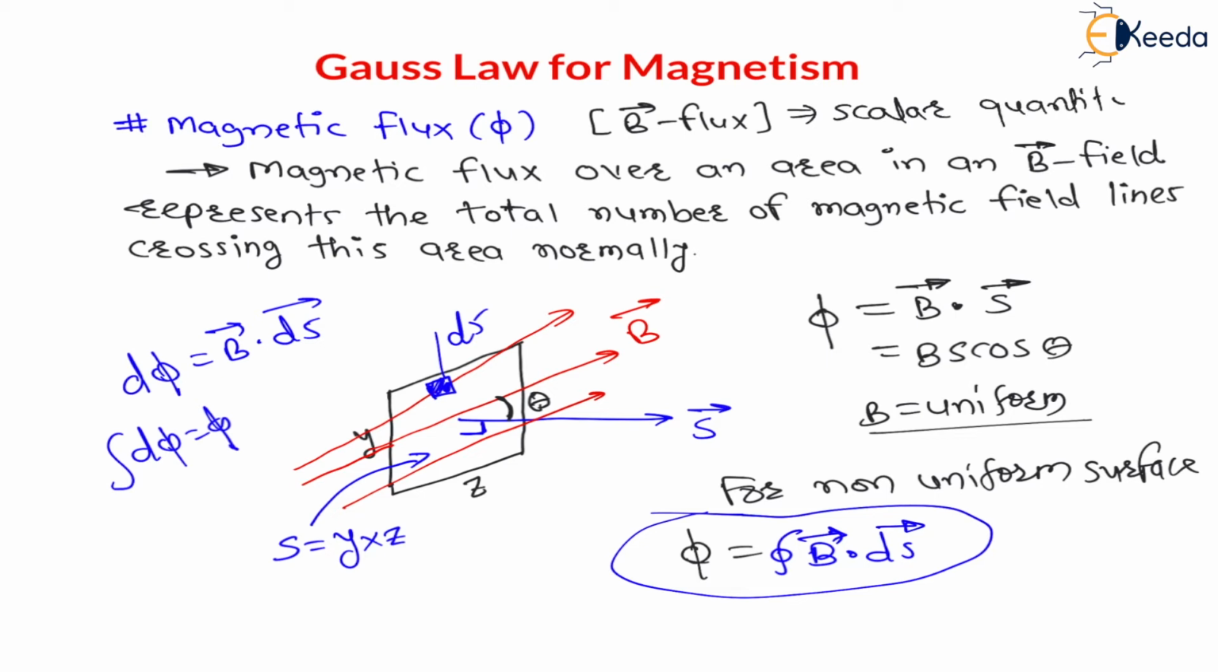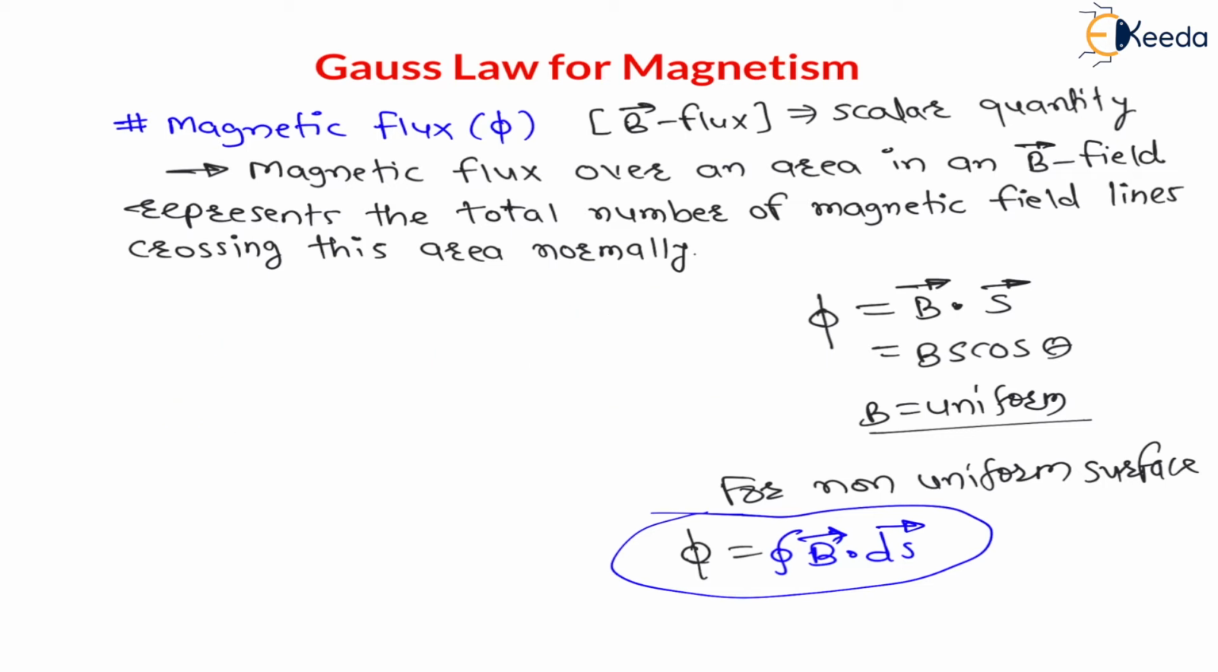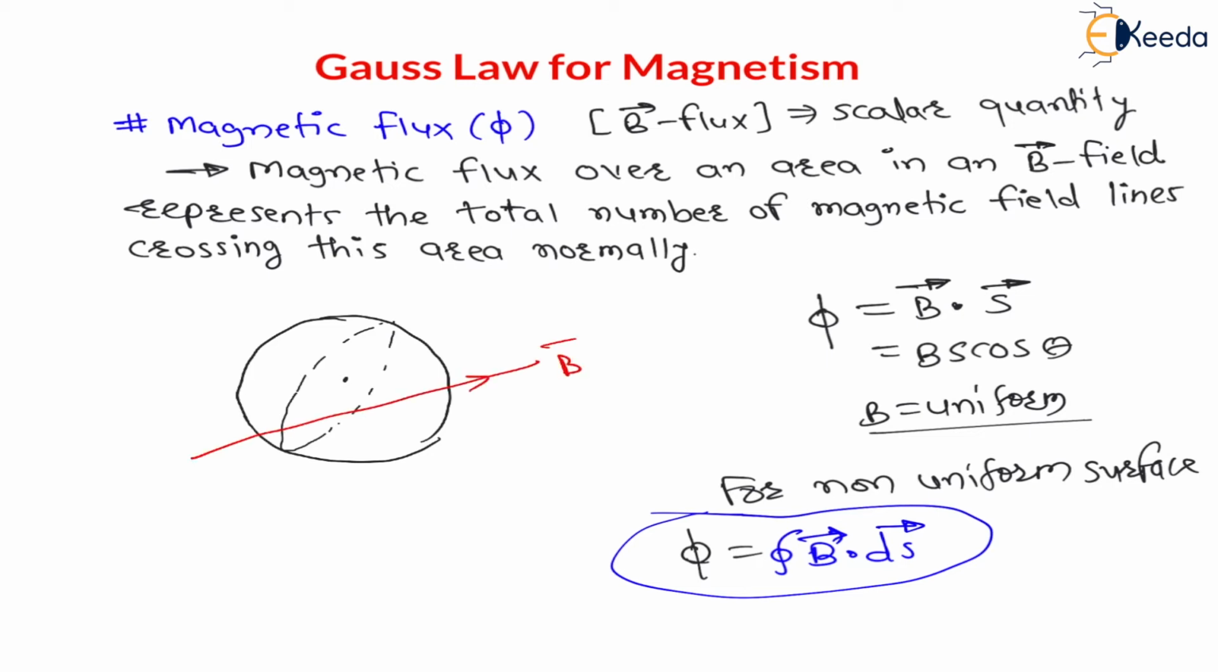And also one thing we know: when theta is less than 90 degrees, cos theta will be positive, and when theta is more than 90 degrees, cos theta will be negative. Let us understand. Let us say I consider one spherical surface, like a football, a spherical closed surface, and let us say the magnetic flux lines are passing like this. Let us say I consider any magnetic field line, this is a B line.